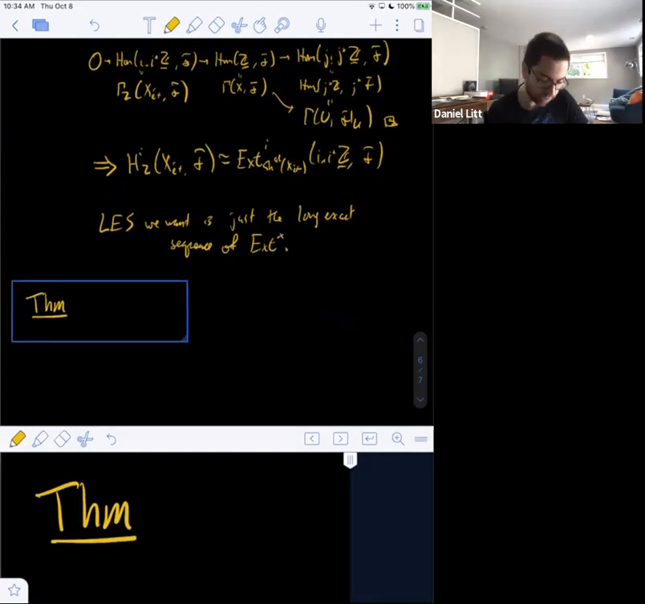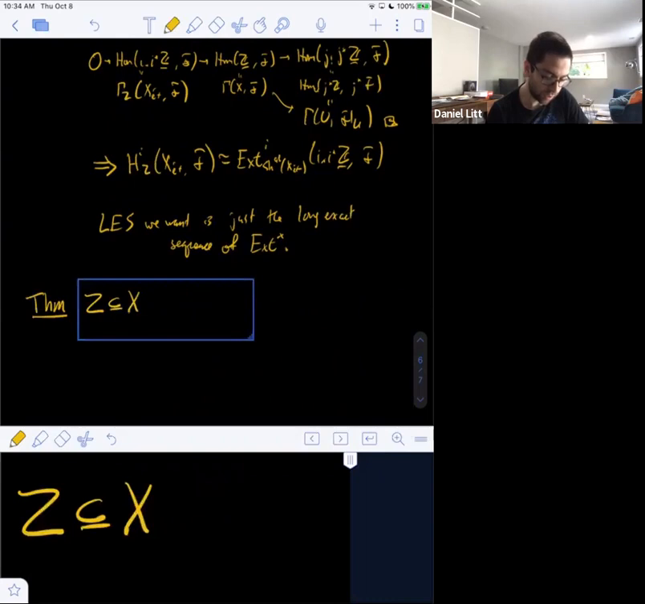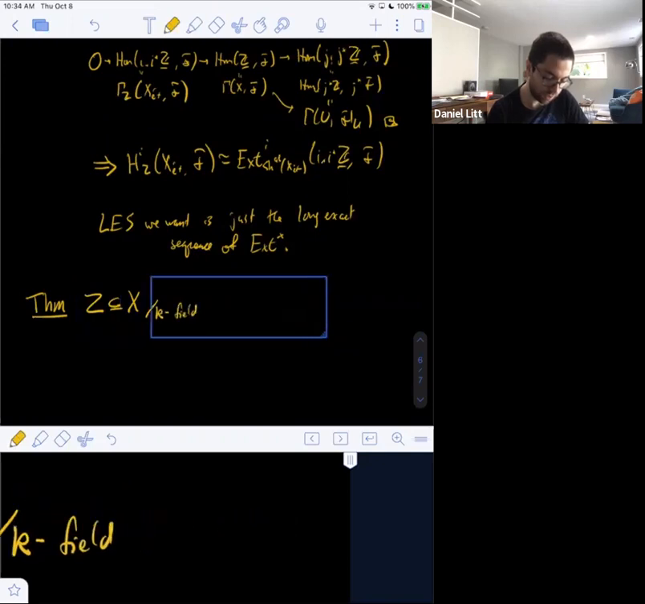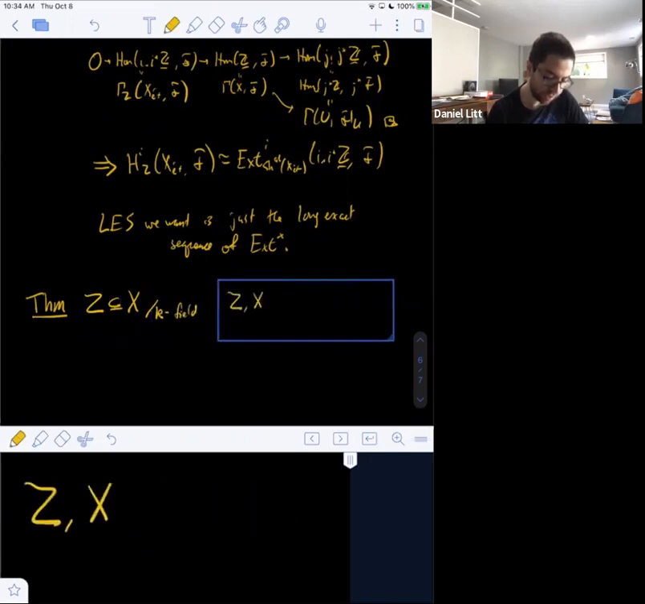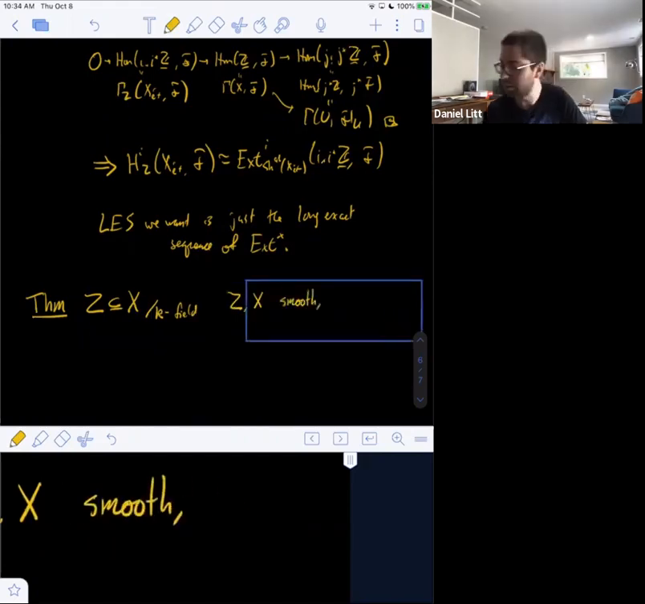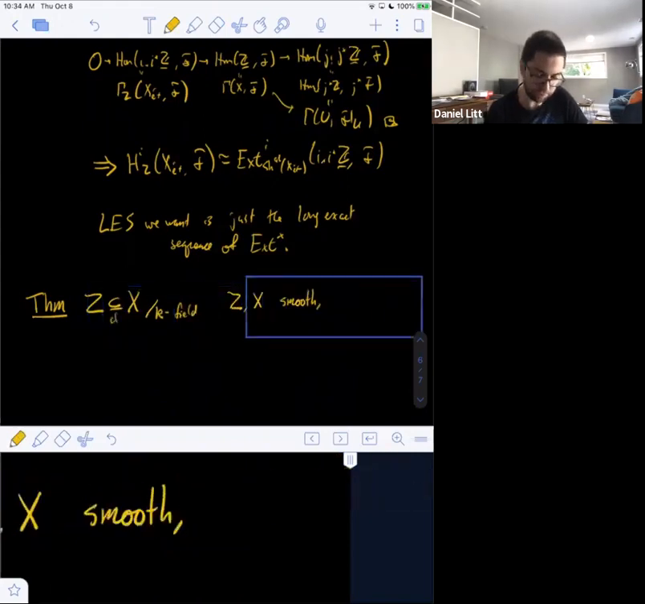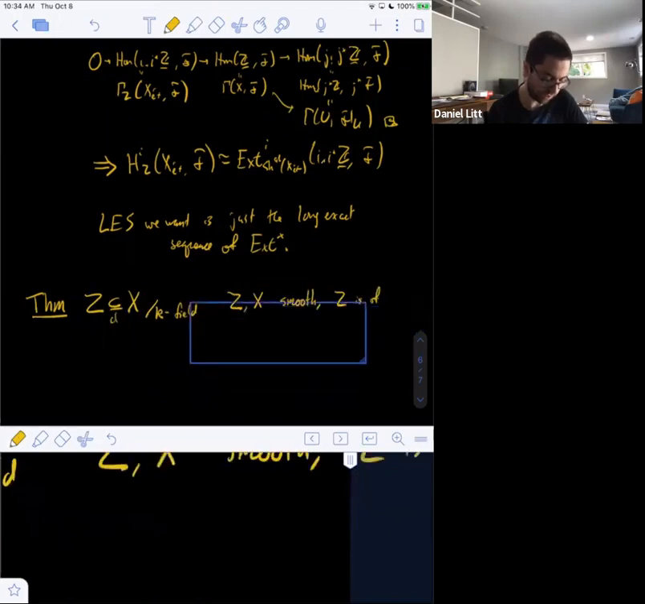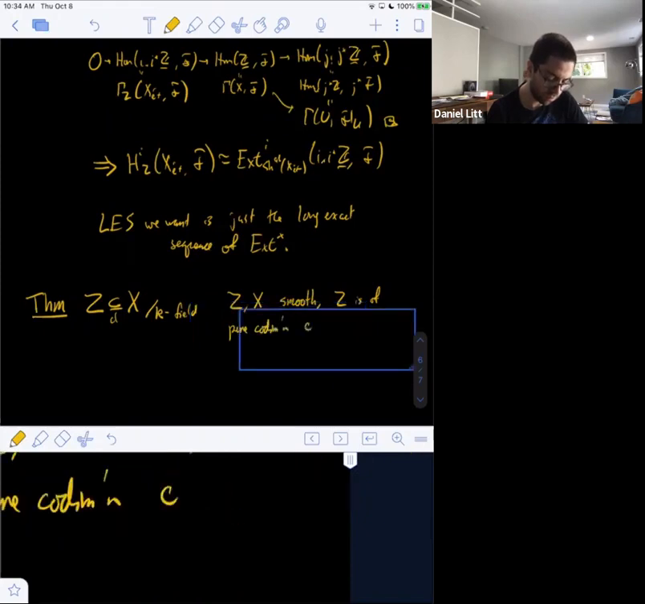So suppose I have Z inside of X. Here, these are going to be, for now, just K-schemes over some field K. And suppose that Z and X are smooth. Here, Z is a closed subscheme. So Z and X are smooth, and Z is of pure codimension c in X.